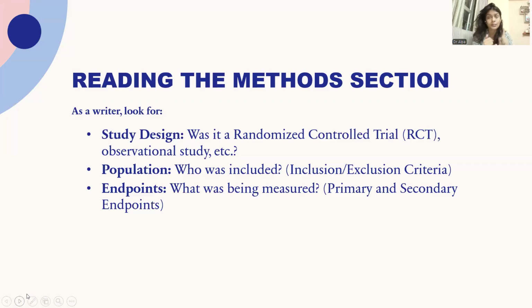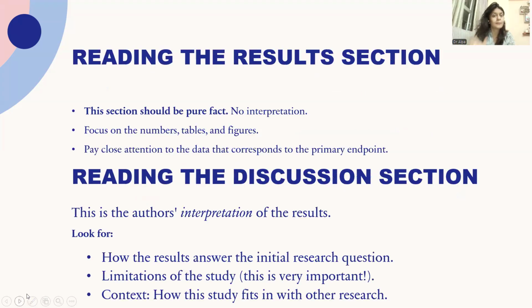What is the study design? Is it an RCT or an observational study? What was the inclusion and exclusion, what were the criteria used for allocating the population in that particular study design? And what were the endpoints that were being measured? So read the entire methods section, and after reading it, note down these 3, 4 key points.